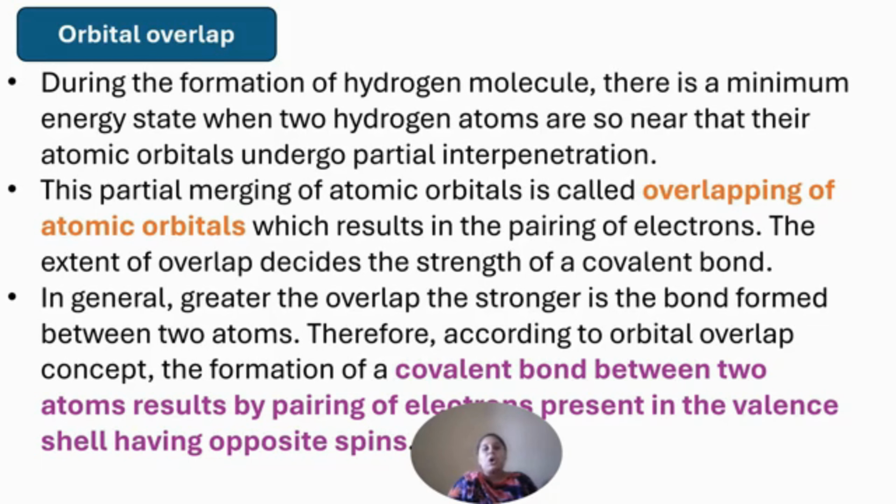So according to the orbital overlap concept, what happens? The formation of a covalent bond between two atoms results from the pairing of electrons present in the valence shell having opposite spins.